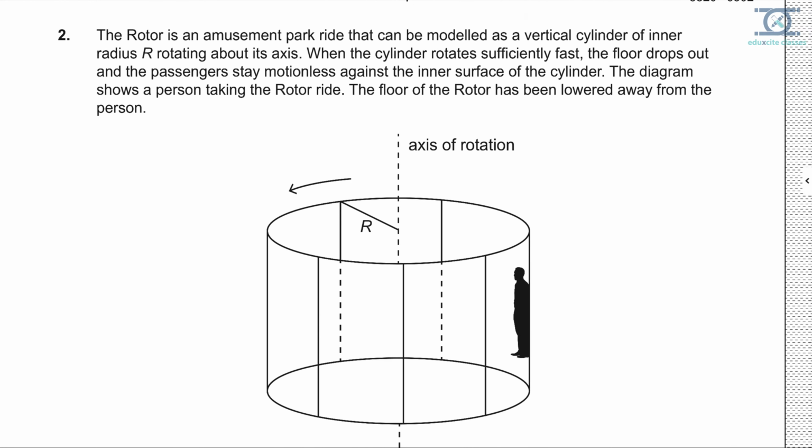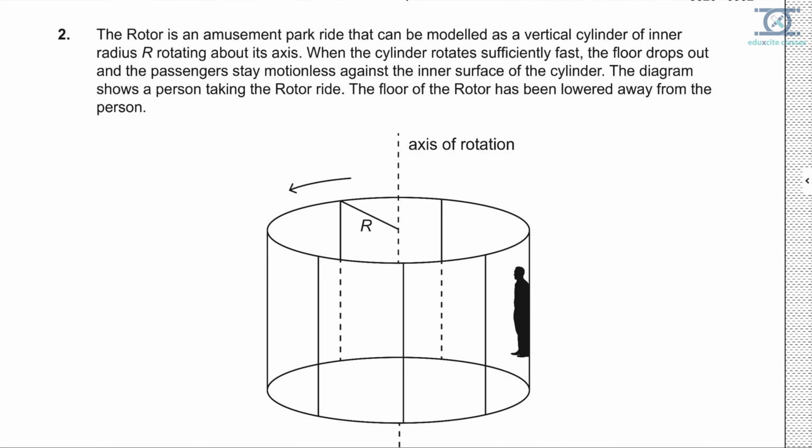So question number 1 is clear. Now question number 2. A rotor in an amusement park ride that can be modeled as a vertical cylinder of inner radius r rotating about its axis. So this is the axis you can see here. When the cylinder rotates sufficiently fast, now this is rotating very fast, the floor drops out and the passengers stay motionless against the inner surface. This is the inner surface of the cylinder.